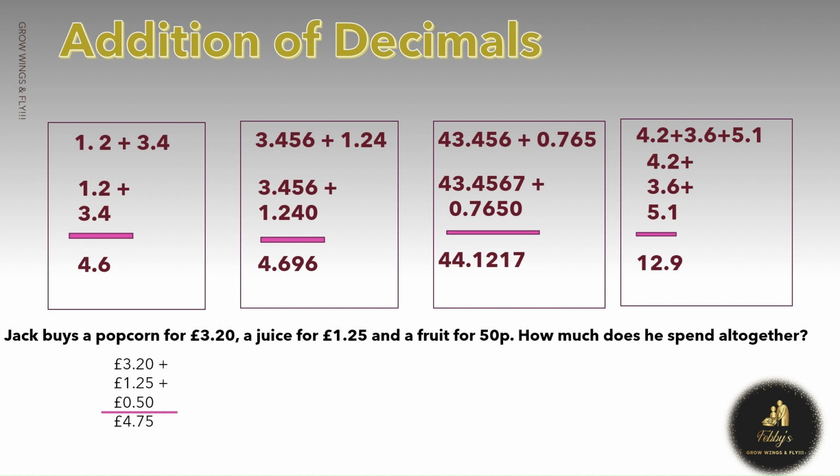Here's the answer. We write all the numbers one below the other. Please note that 50p is written as 0.50 to ensure that we have the decimal point in the right place.